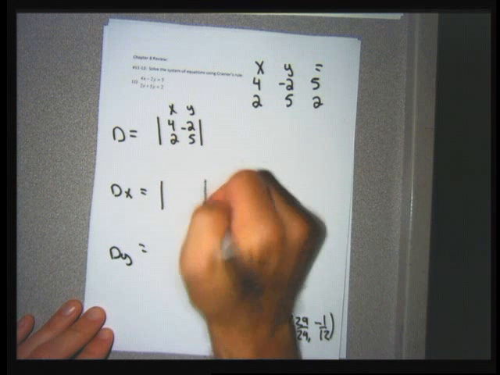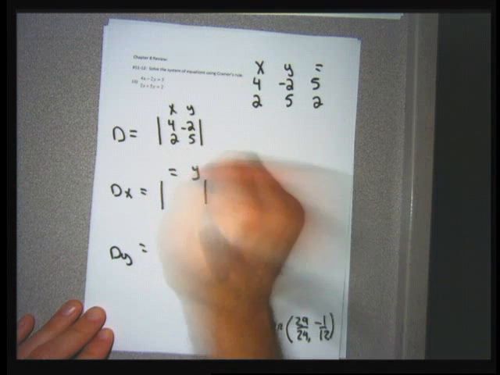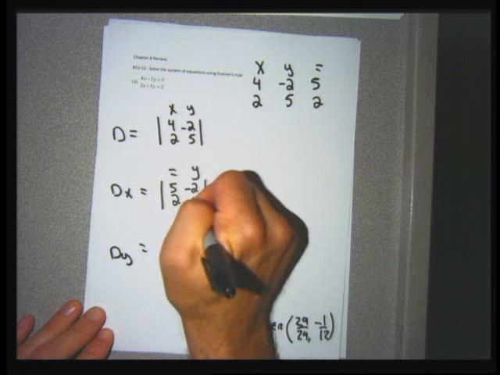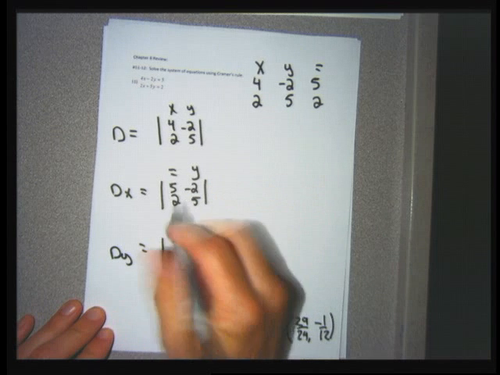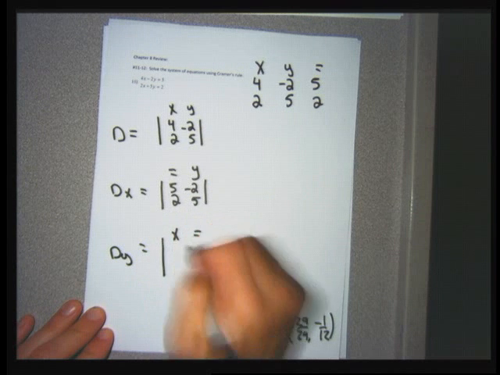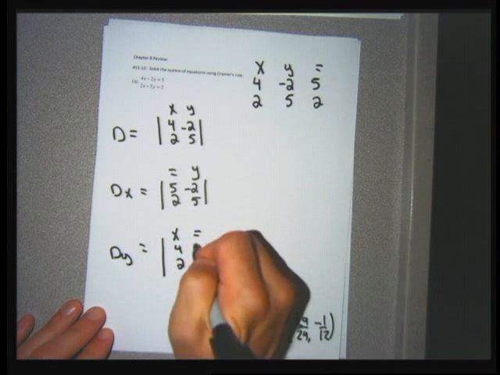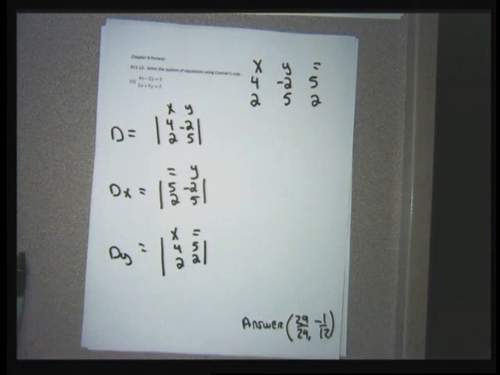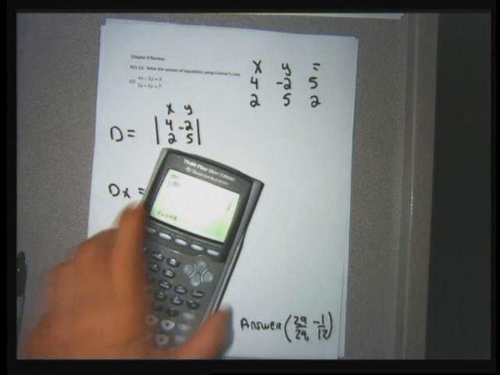The D sub x has the equal column, then the y column. The equal column is 5 and 2. The y column is -2 and 5. And the D sub y has the x column and then the equal column, which is the 4, 2, 5, 2. Need to do 3 determinants. I'll do them all on my calculator because I can mindlessly do them on my calculator.